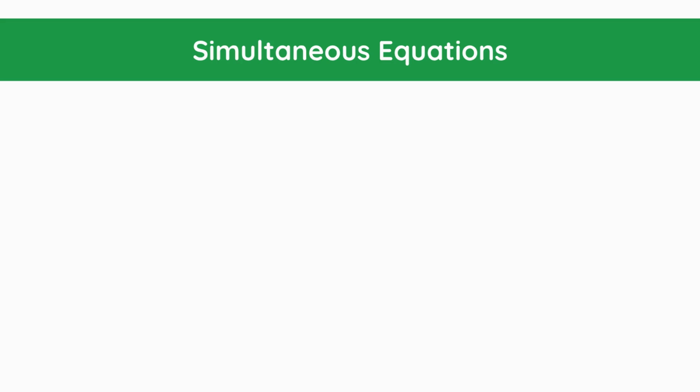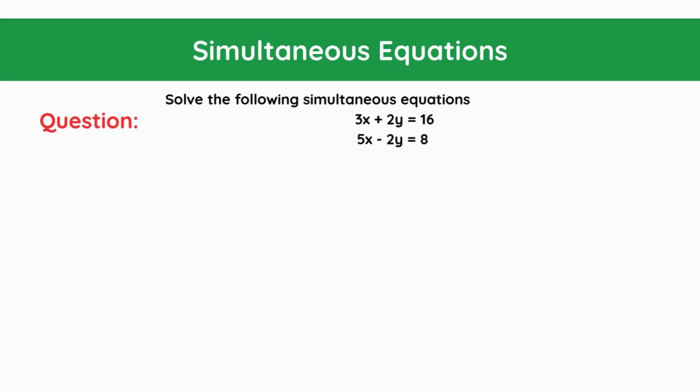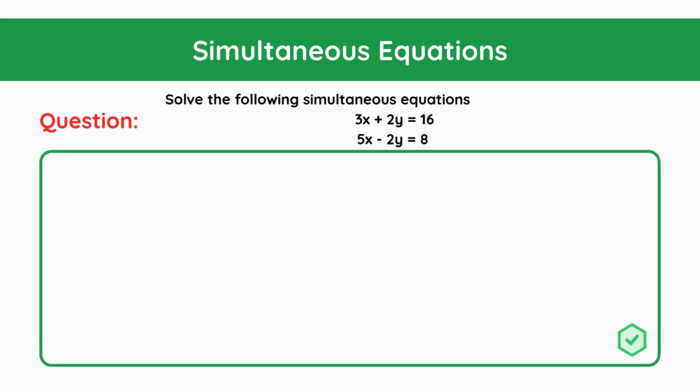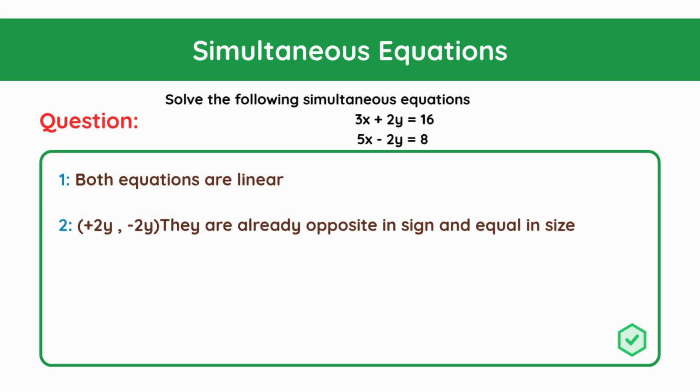Let's start with a very basic question. We are given 3x plus 2y equals 16, 5x minus 2y equals 8. There are two important pieces of information. First, both equations are linear. Second, look at the y terms. One has plus 2y and the other has minus 2y. They are already opposite in sign and equal in size.